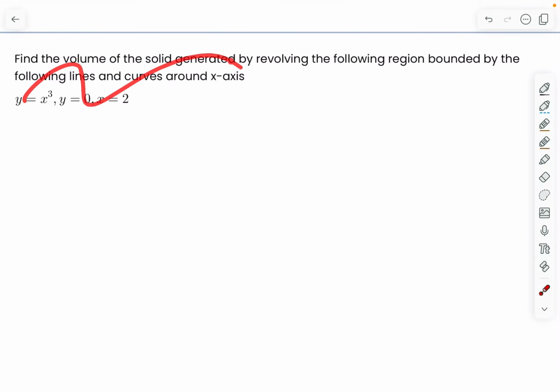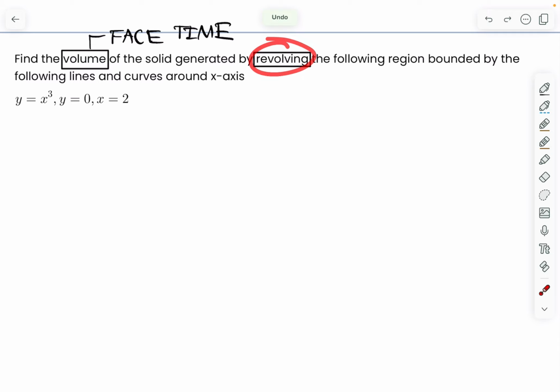In Calc 2, before you even read the problem, if you can spot the word volume, you already know you're going to do either one of two things: face or time. These are the two methods that I came up with for finding volume. Which one are you going to use? Well, if you keep reading and you spot the word revolving, that means you're going to use time. I like to think of it as the clock revolves around time. So when I see the word revolving, I'm going to use the time method.